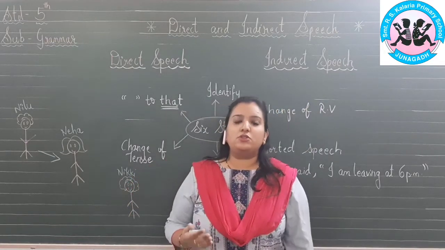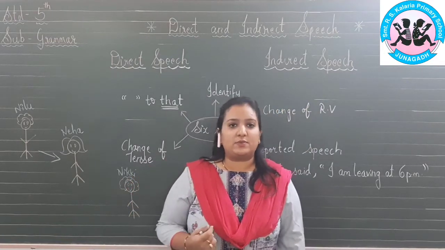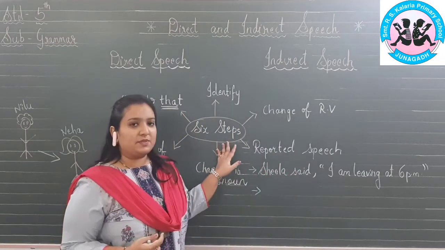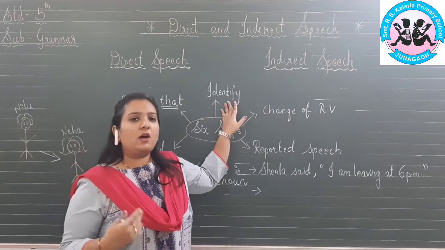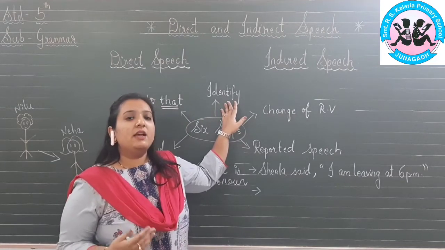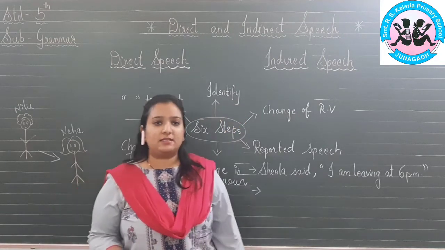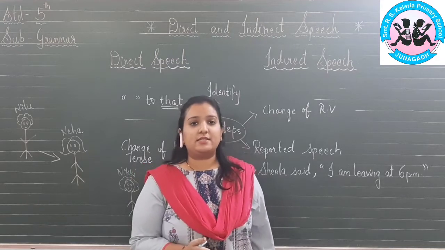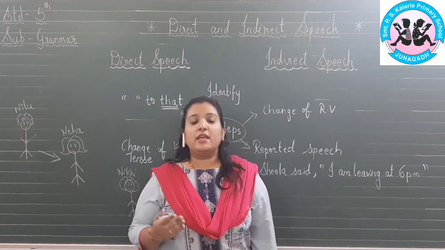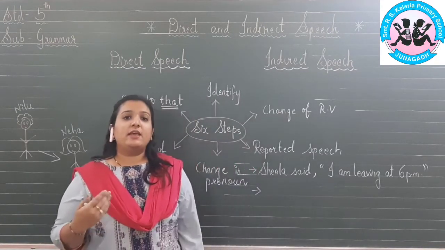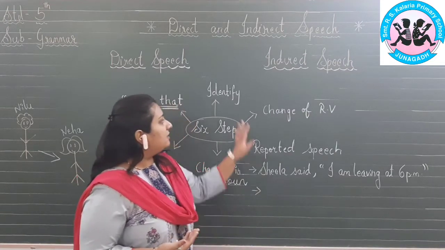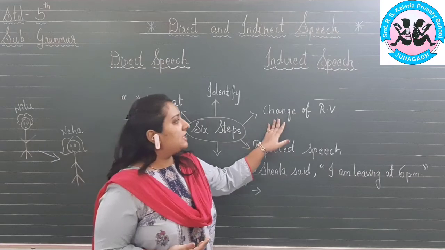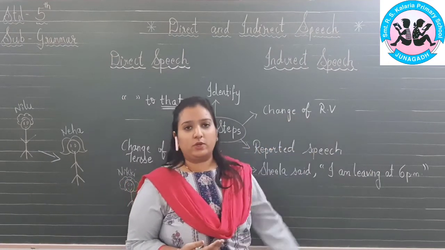Now there are rules to change from direct to indirect speech. What are all the 6 steps? The first step is to identify the sentence. How can we identify the sentence? We have to identify whether it is a present tense sentence, past tense sentence, interrogative type of sentence, or imperative type of sentence. After completing the first step, second we will see the change of reporting verb.